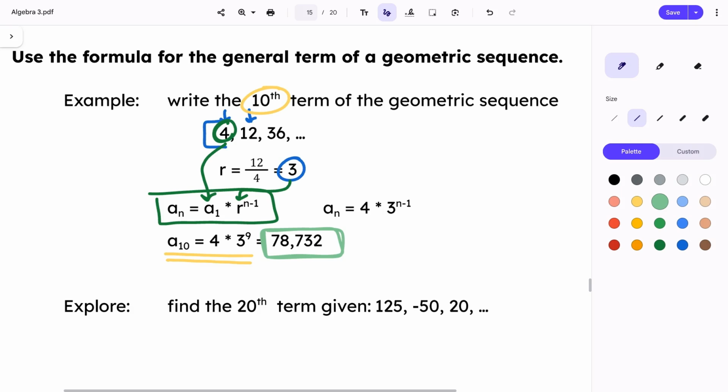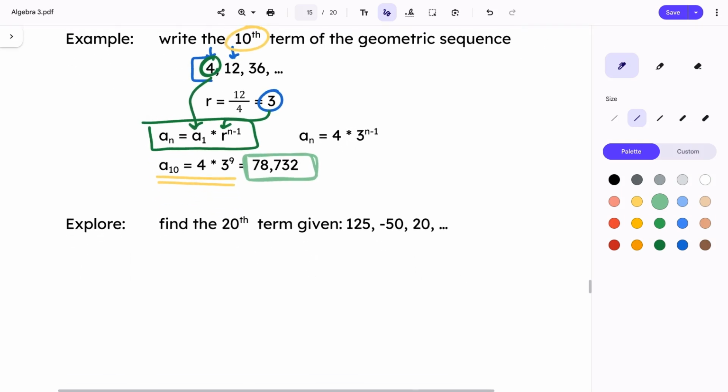Now, with these geometric ratios or sequences, your numbers are going to start to get very large or very small fast because you're multiplying or you're dividing by the same number over and over. That is going to be exponentially quicker than if you were adding or subtracting. So it's not abnormal for us to get really large numbers or really small numbers here. So let's do an example. We're still using this formula.